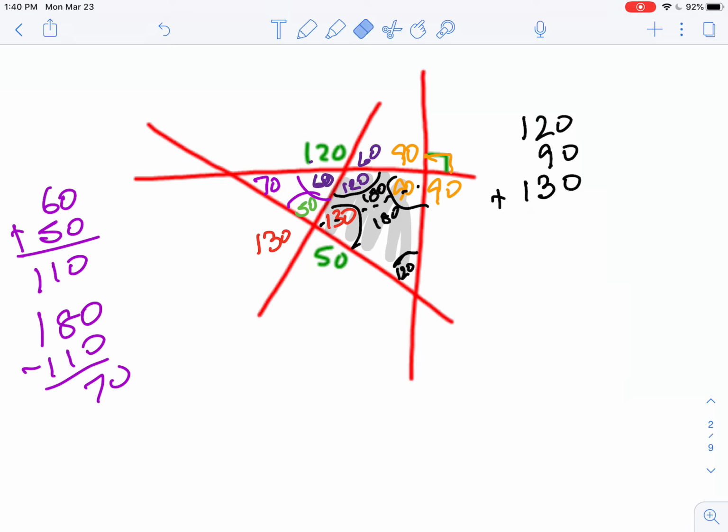I made a mistake. So let me erase what I made a mistake on right here. Can't add. All right, so let's go back here. Let's add this more carefully.